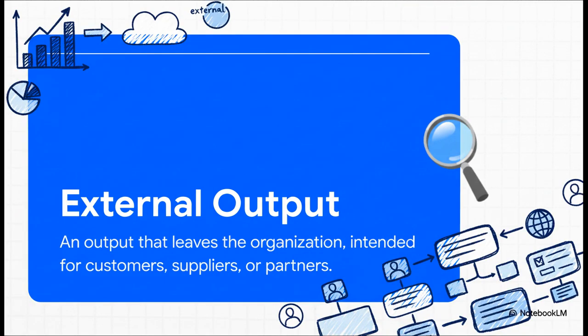And then you have external outputs. This is the information that goes out into the world. Things like the invoice you get from an online store, a shipping confirmation, or a purchase order sent to a supplier. This stuff is the public face of your company's data, so it has to be crystal clear.